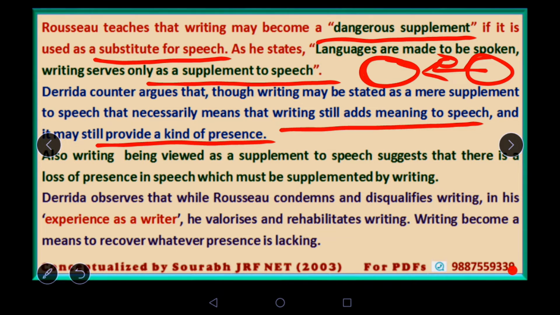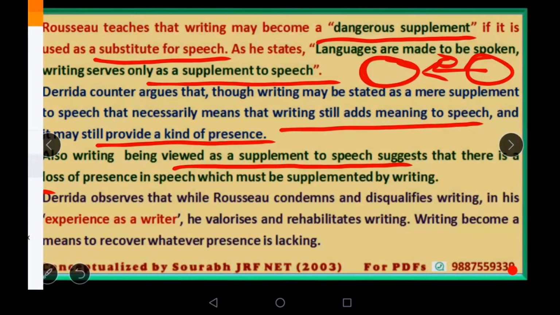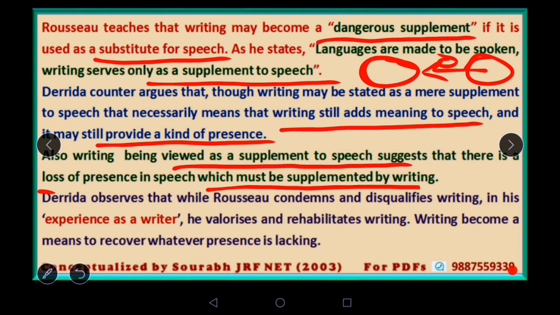Writing being viewed as a supplement to speech suggests there is a loss of presence in speech which must be supplemented by writing. There is some lack, there is some gap, there is some hole in this presence of speech which must be filled by writing. Derrida observes Rousseau condemns and disqualifies writing.